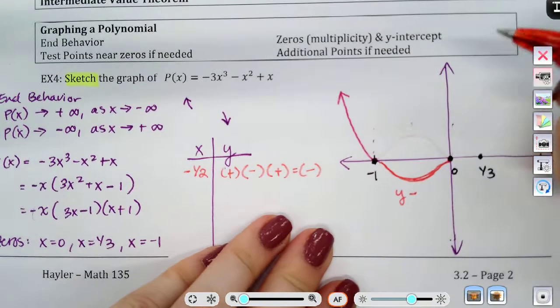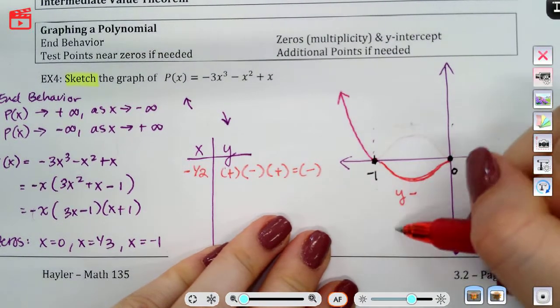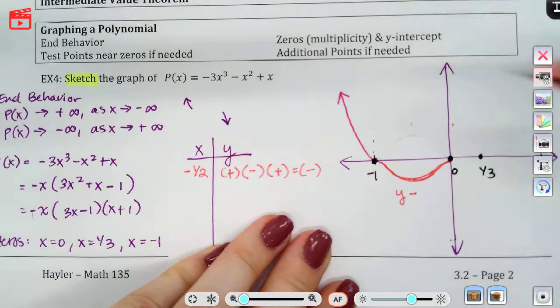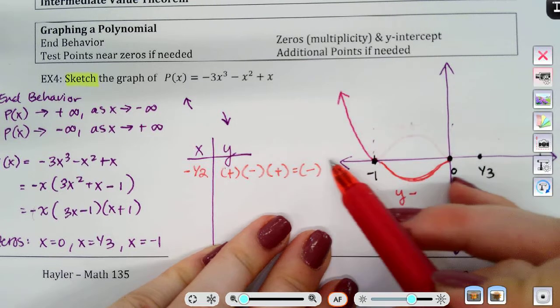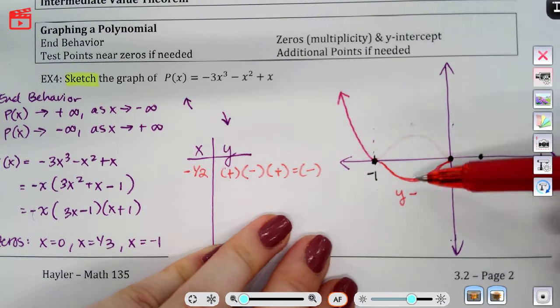Okay, and I don't actually know if it just dips this low or if it dips even lower. I don't know. Remember, we're just sketching, so don't worry, as long as you get the idea of whether it's above or below this axis. So that's what the test point's for: checking if it's above or below.